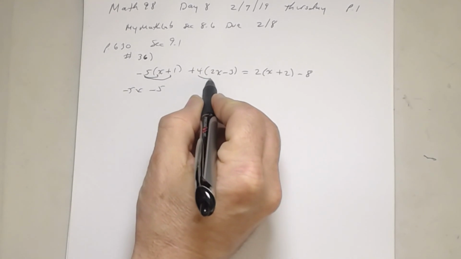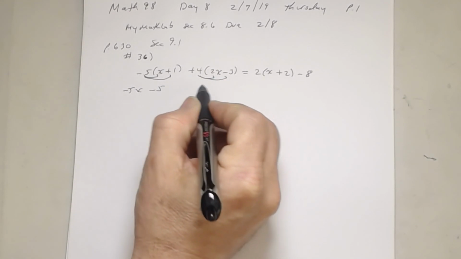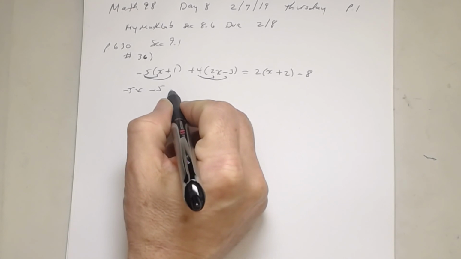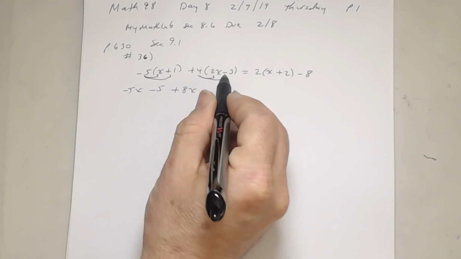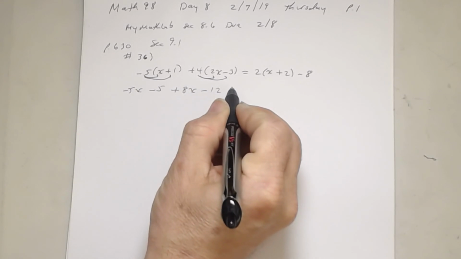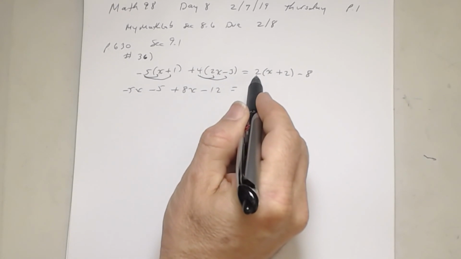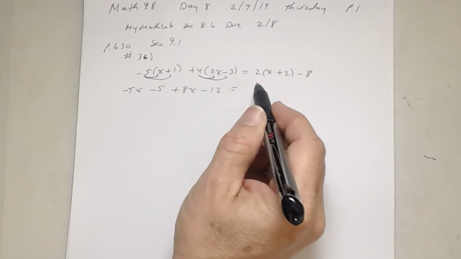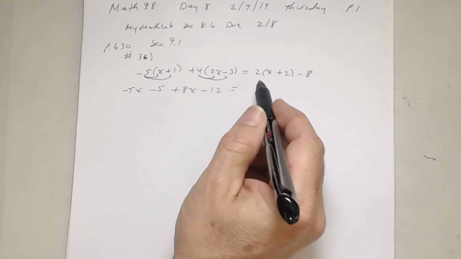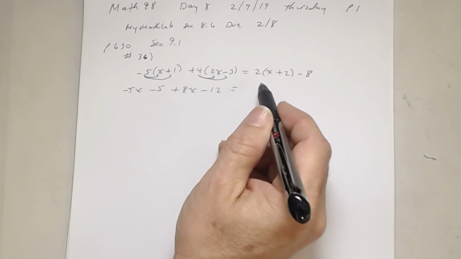Over here, what would you distribute? Positive 4. So what's the third term going to be? Plus 8x. What's the fourth term going to be? Minus 12. Equal. Over here, what do you get? Say it again. Distribute 2. Then tell me what you get. Write it. Go ahead. 2x plus 4.